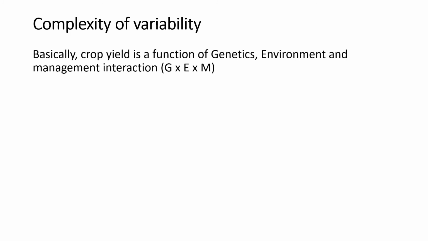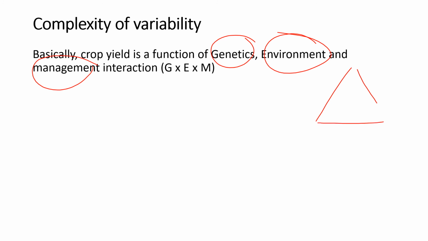Now, the complexity of variability. Variability can be complex, as we are going to see. Basically, crop yield is a function of genetics, environment, and management interaction. So we have the three here: we have genetics, we have environment, but we also have the management. Now, these three components do interact.